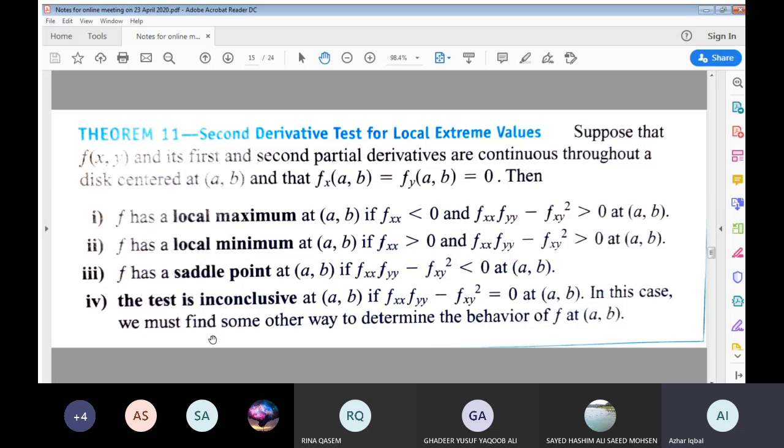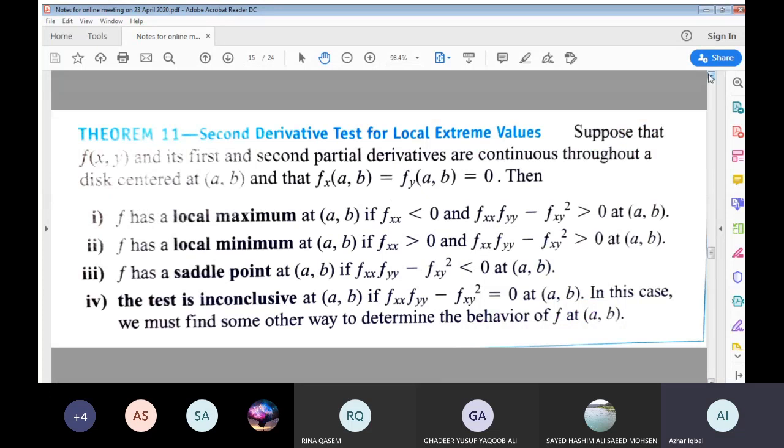In this case, we must find some other way to determine the behavior of f at that point (a, b). So this is a theorem which describes the second derivative test for determining the local extreme values.